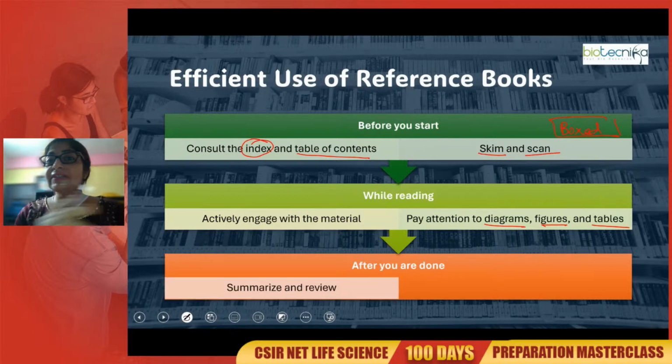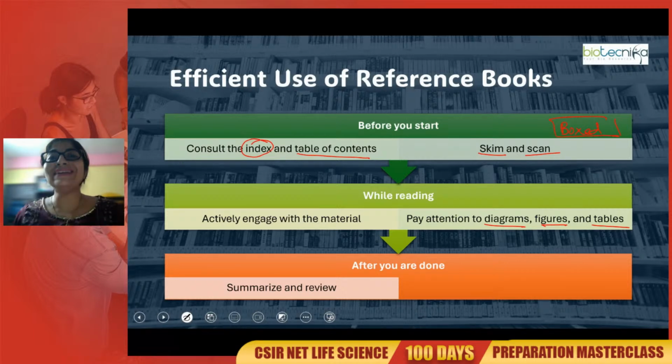But after you are done, what you have to do is summarize and review. How can you do it? You can do it by writing notes, or the best way, if you have made a peer group of studying together, is to teach each other. Every day take turns and teach each other, because when you are teaching, you are converting the bookish information into your own language according to your own understanding and explaining.